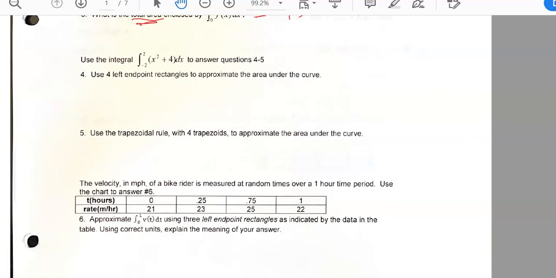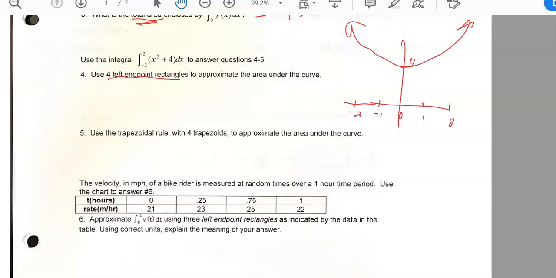So with this, I'm going to do just four, let's review this a little bit. It says using this integral, so you're given the integral, x squared plus 4 from negative 2 to 2. You're going to use 4 left endpoint rectangles. So if we sketch this in, we have a y-intercept of 4, a parabola opening upwards. We want to approximate the area from negative 2 to 2.